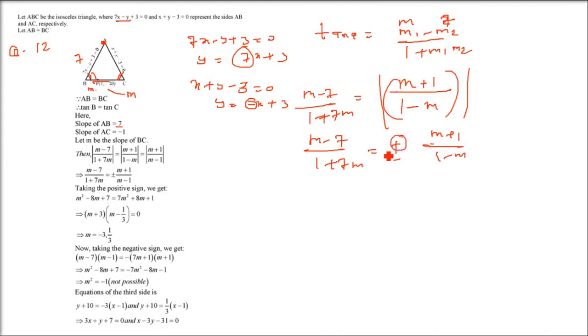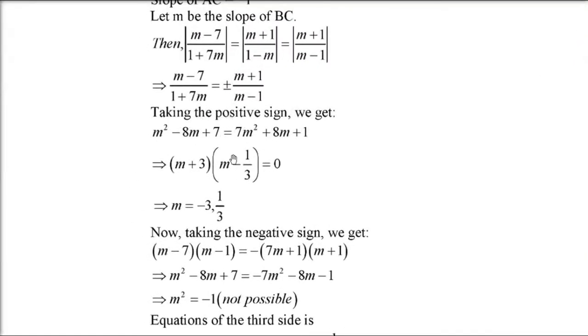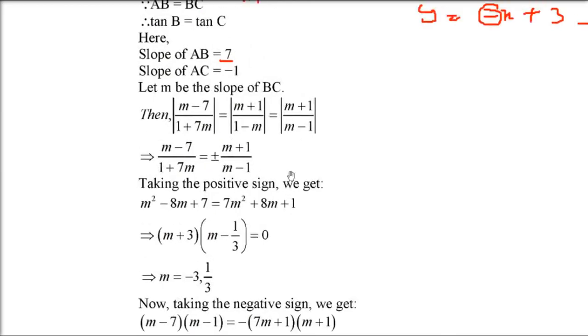So when you take plus, what do you get? I hope you'll be able to solve it. Just cross multiply and there will be a quadratic equation. So here is a quadratic equation taking the positive side. There will be two roots. When you find the roots, m is going to be minus 3 and 1 by 3. Minus 3 and 1 by 3 are the roots.